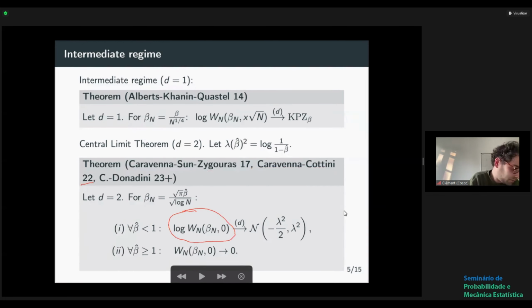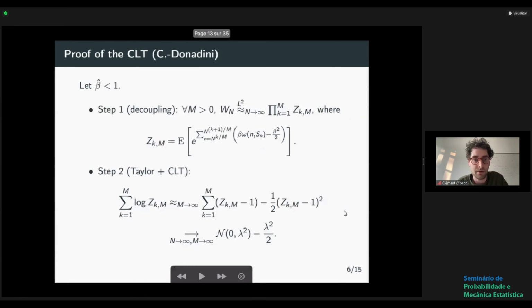And what we did with Anna was to propose a really elementary proof. It is in fact the content of the next slides. So the proof goes as follows. First, you start with a decoupling. I'm always assuming beta hat is strictly less than 1 here.